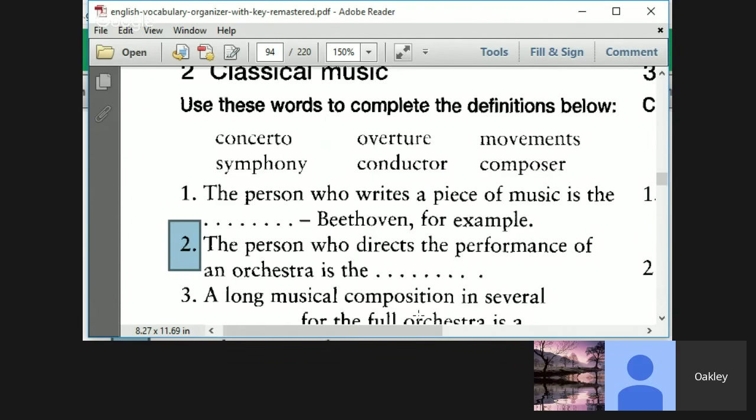Right. Have you ever composed a song, Rodrigo? Yeah, but just for fun. Okay, all right. Fair enough.